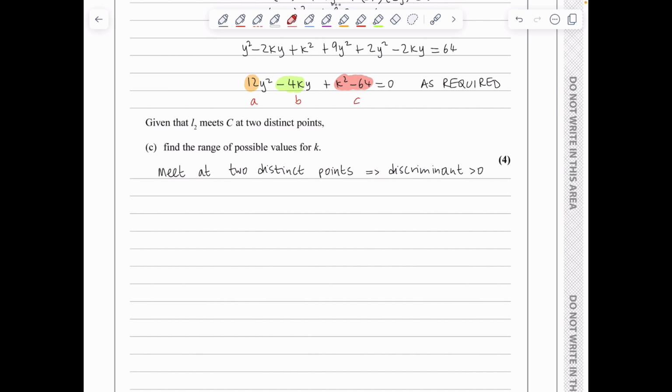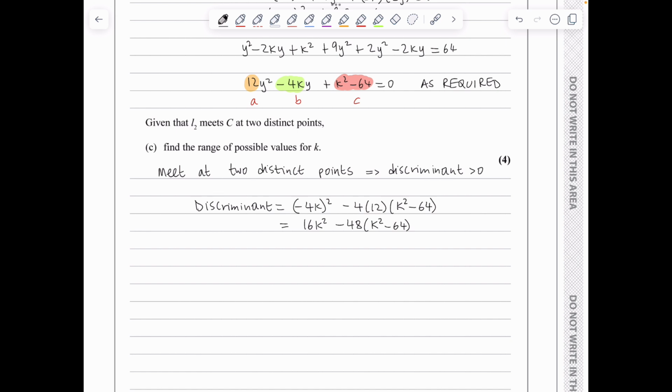So the discriminant, we know that this is b squared minus 4ac. So in our case, it's minus 4k squared minus 4 times 12 times k squared minus 64. So this is leading to 16k squared minus 48 times k squared minus 64.